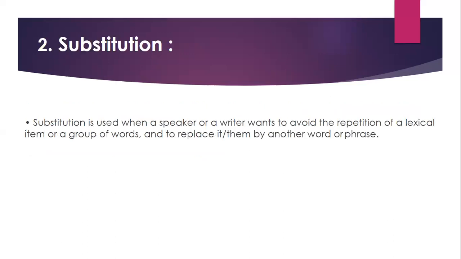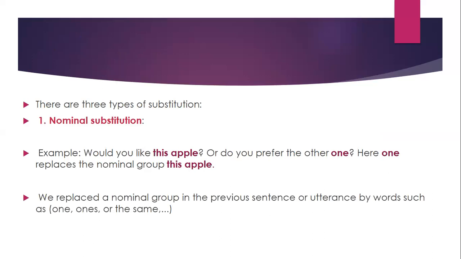Okay, let's move to the second type of cohesion in English, which is substitution. From its name, it's used when a speaker or writer wants to avoid a repetition of a lexical item or a group of words, and to replace it or them by another word or phrase. There are three types of substitution.